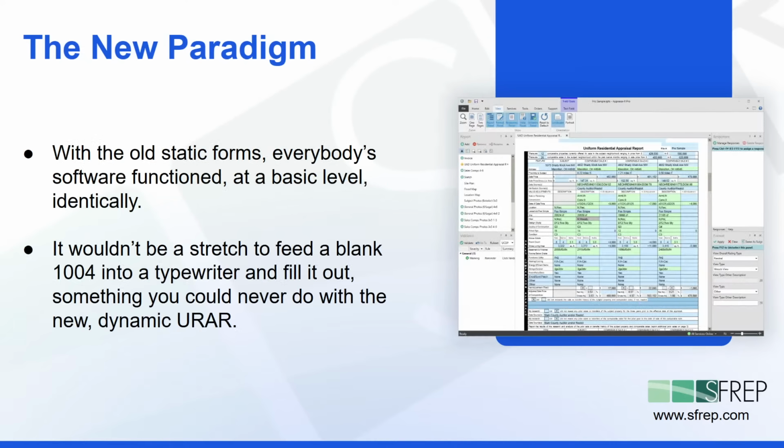So with the old static forms, everybody's software functioned at a basic level identically. On the right, this is Appraise-It Pro showing the UAD 2.6 report. Now, one of the cool things about Appraise-It Pro is that in one software package, in one program, you're going to have your old forms and the new URAR in the same place.